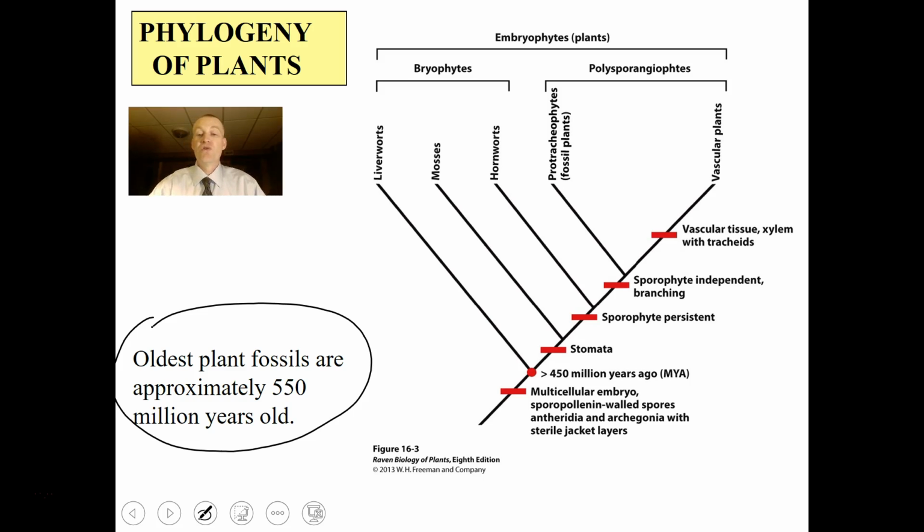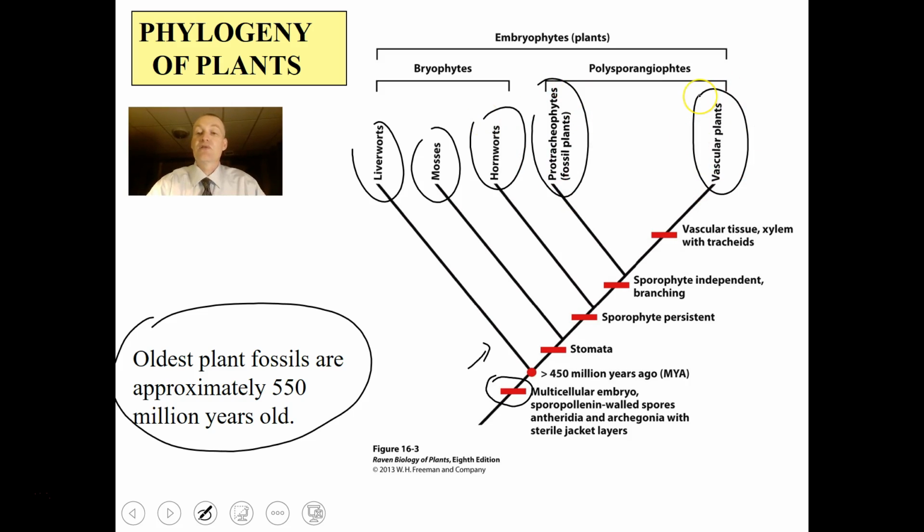This is just showing you a little cladogram here of plants. So you can see where these red bars are. There are distinct characteristics that all the creatures above that little bar will share in common. So for example, your liverworts, mosses, hornworts, fossil plants, and vascular plants, all of these are going to be multicellular. They have multicellular embryos, they have sporopollenin, to shield the spore from being damaged.